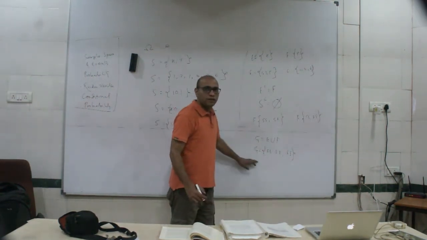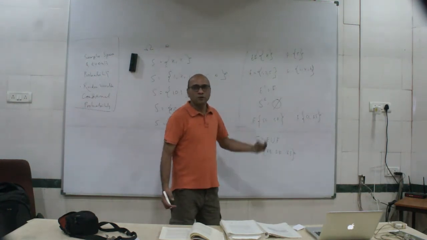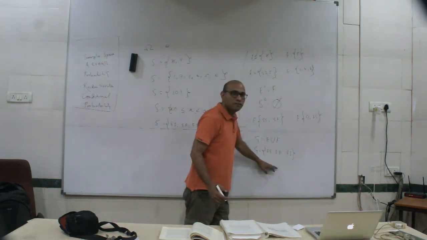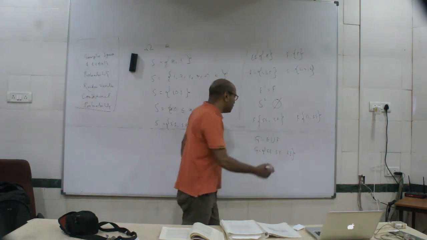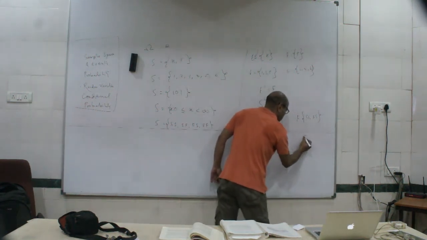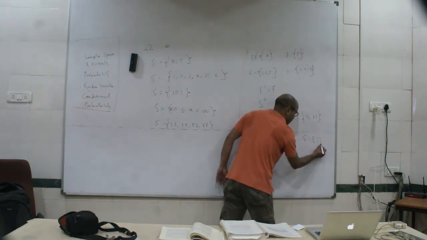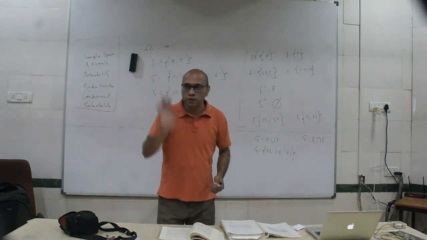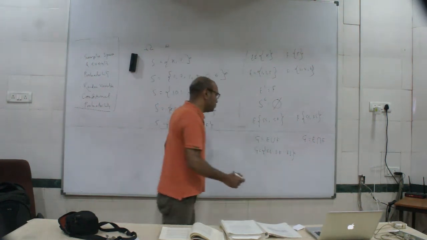So G is actually at least one success, and so G complement is FF, right? G complement is FF. I can have another event G which is E intersection F. Both E is present and F is also present. This happens only once.